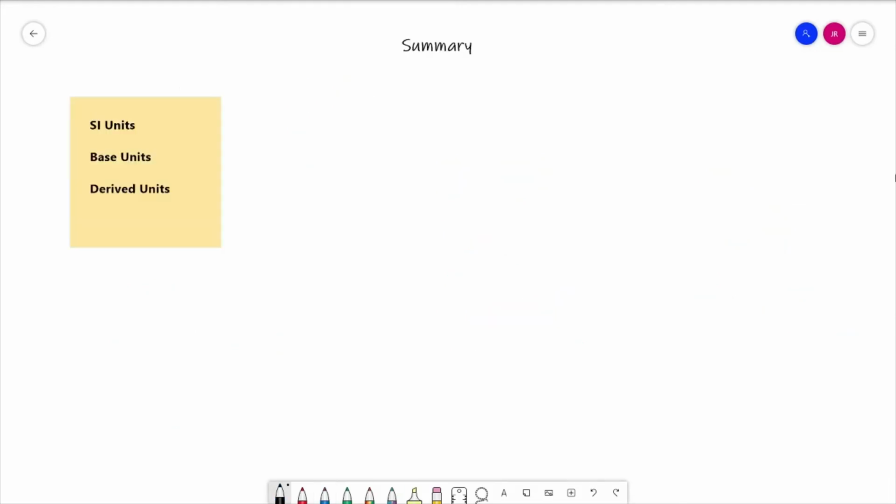So to summarise, in this lesson we've looked at the system of units known as the SI units that we use in physics. They're split down into two types, the base units and the derived units. The base units are the second, the metre, the kilogram, amps, Kelvin, mole and candela. And those 7 units are all defined by fundamental constants of nature.